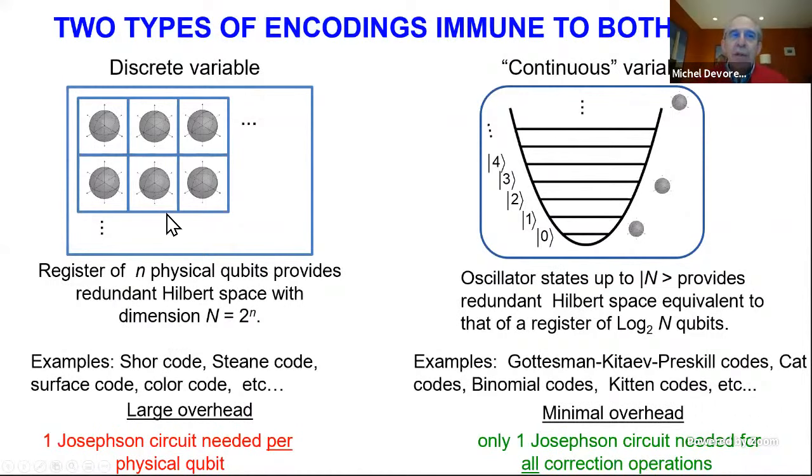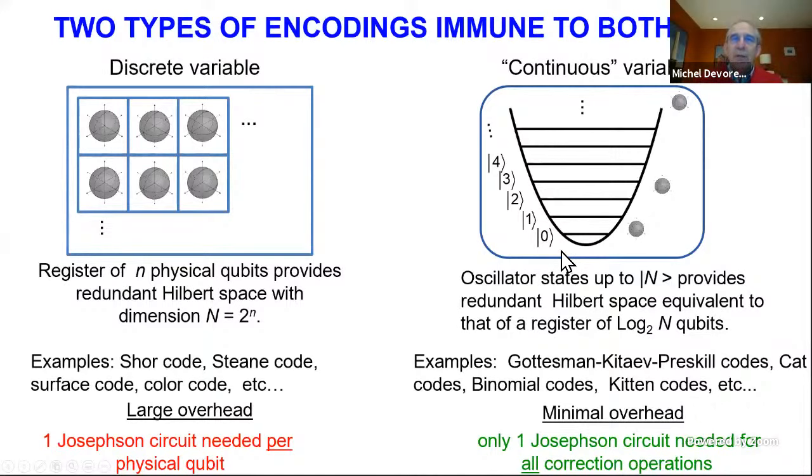The register approach has the merit that when you go to very large little n, the dimension of Hilbert space increases exponentially. That's good, but there's a huge overhead before you can benefit from this exponential regime. You need essentially one Josephson circuit at least per physical qubit. On the other hand, if you take the continuous variable approach or the oscillator encoding, you have a much more favorable overhead. Typically, only one Josephson circuit is needed per oscillator, but each oscillator can encode the equivalent of many physical qubits.